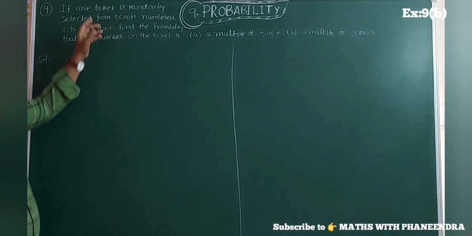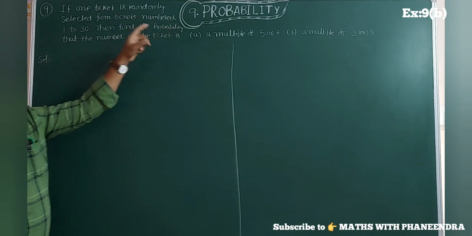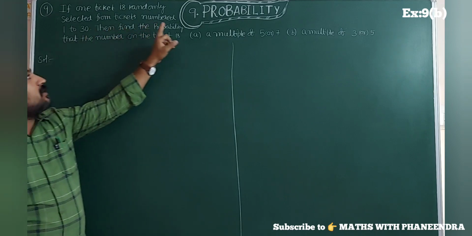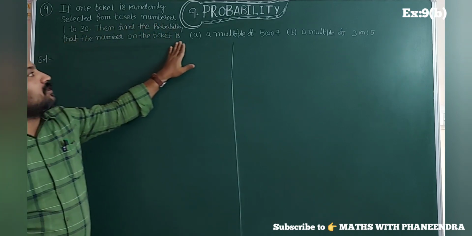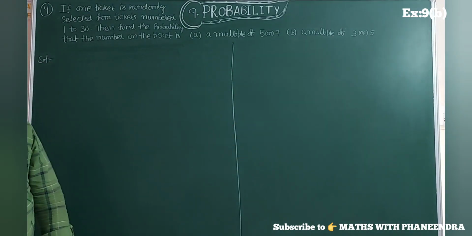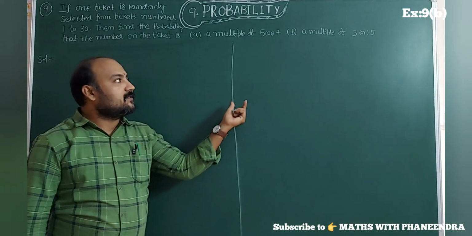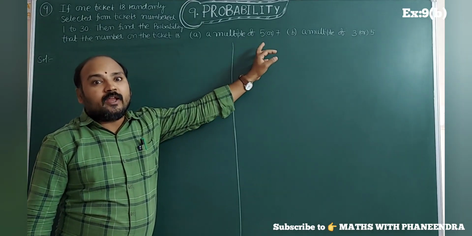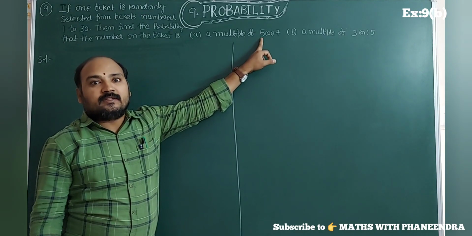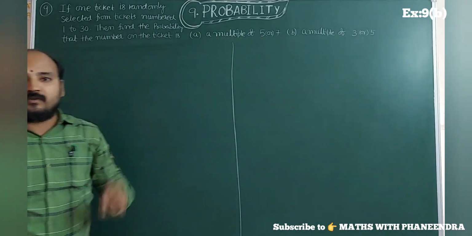The next question, dear students. If one ticket is randomly selected from tickets numbered 1 to 30, so total 30 tickets are there, then find the probability that the number on the ticket is a multiple of 5 or 7. So 5 or 7. Suppose A is the event of getting the number on the ticket a multiple of 5, B is the event of getting a number that is a multiple of 7 on the ticket.